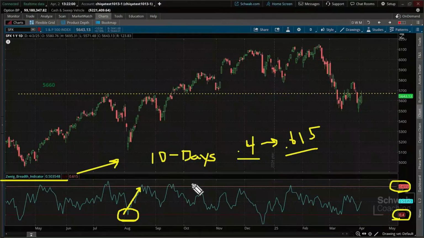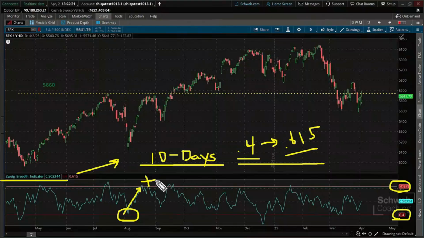But Mr. Zweig himself said, if you can get this unfolding within 10 days, that's a 0.4 to a 0.615 between those two lines, it suggests a powerful move because advancers are really exploding higher. Did the advanced decline line pick up on this? It sure did. But this one helped to confirm additional strength in the advanced decline line. Okay. And that's why I wanted to throw that out here.